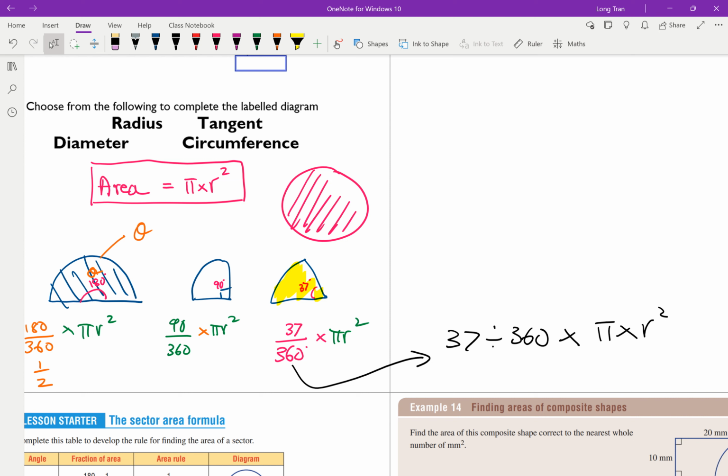Okay? So Google may not know. Your calculators generally know, so you should be able to type the fraction. You should be able to type times, pi, and r squared.